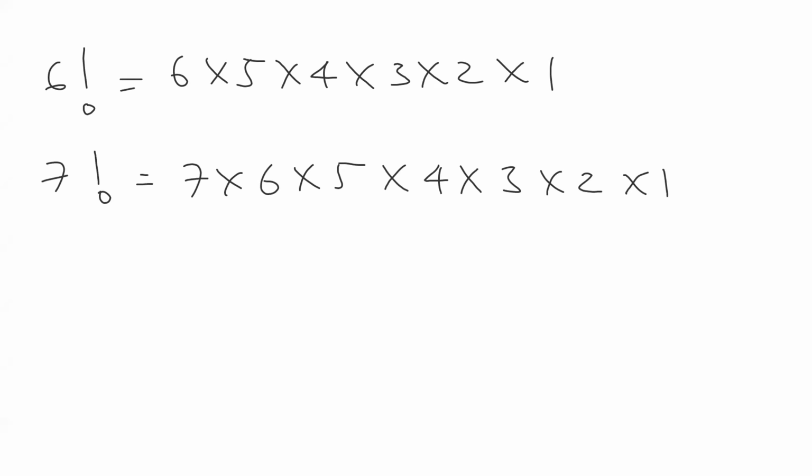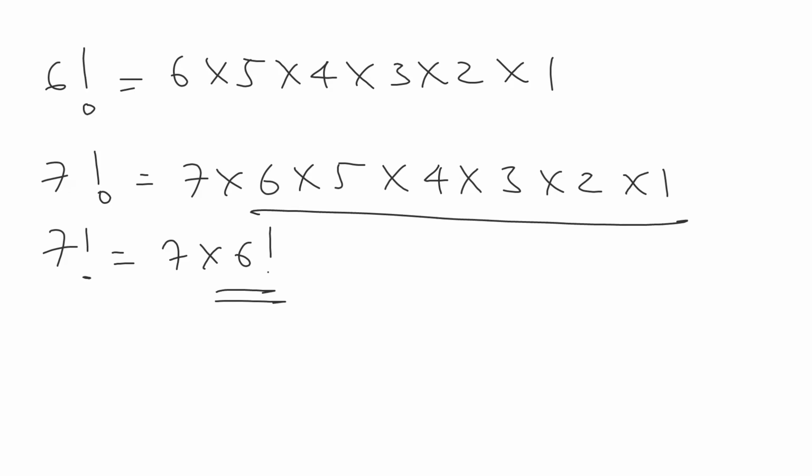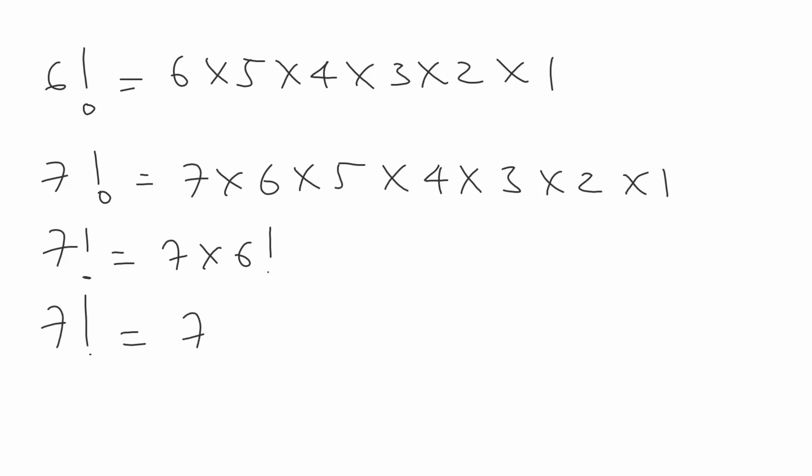So we can also write 7 factorial as 7 into 6 factorial. Correct? Because 6 factorial is what? 6, 5, 4, 3, 2, 1. So this 6, 5, 4, 3, 2, 1 can be written as 6 factorial. Now 7 factorial can also be expressed as 7 into 6 into 5 factorial.